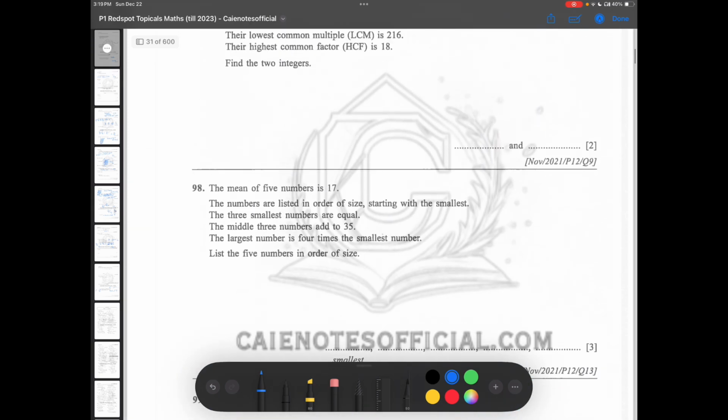This one is a good question. The mean number of 5 numbers is 17. The numbers are listed in order of size, starting with the smallest. The three smallest numbers are equal. The middle three numbers add to 35. The largest number is 4 times the smallest number. List the 5 numbers in order of their size.